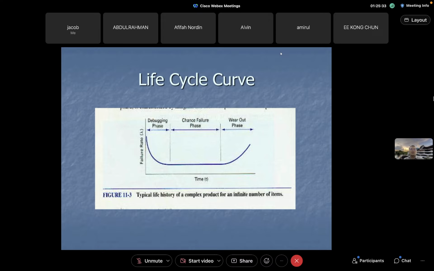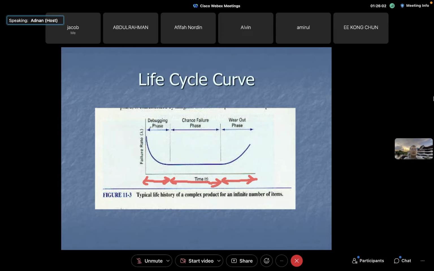So how do we know the distance here and here? Of course, this depends on the product. Normally the longest area will be the chance failure. And the last one is where the product is worn out, and you need to replace some components to make it functional.